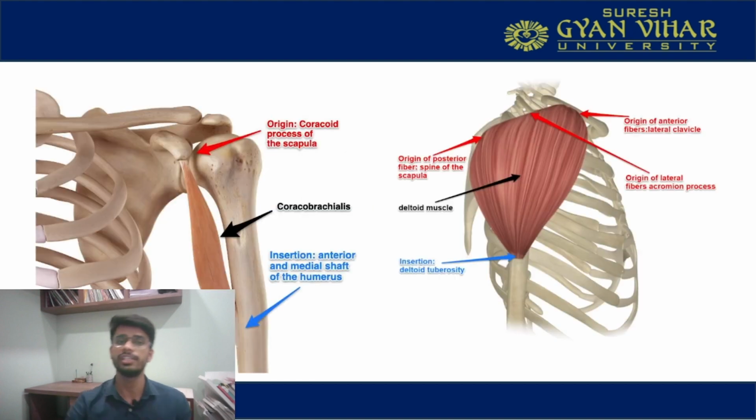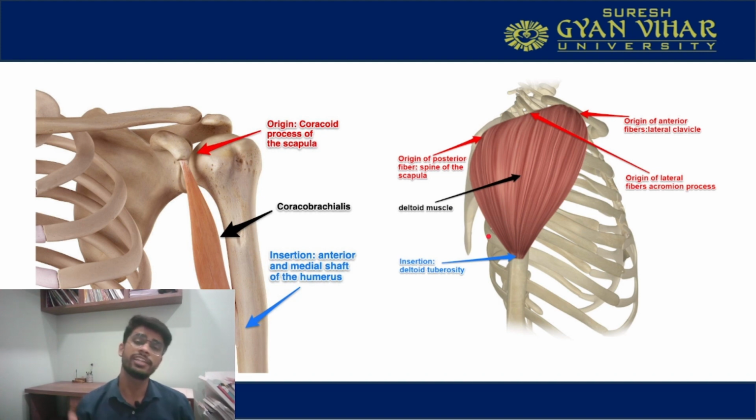Now we will see the anterior deltoid muscle. Your deltoid actually has three fibers. The anterior fiber comes from the lateral clavicle, the middle fiber comes from the acromion process, and the posterior fibers come from the spine of the scapula. All these fibers converge and insert at the deltoid tuberosity. Here you can see this deltoid tuberosity, which is present on the humerus.